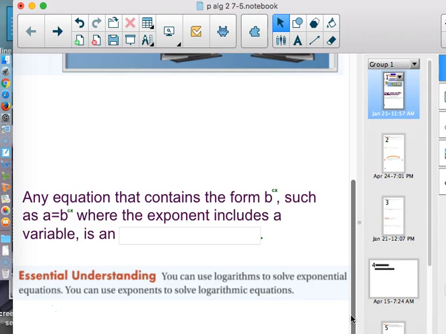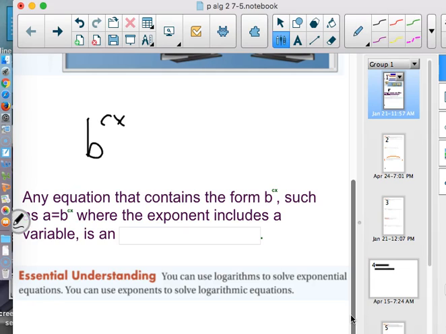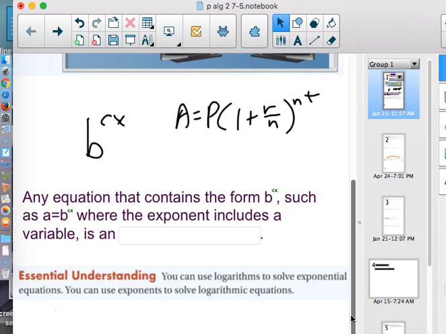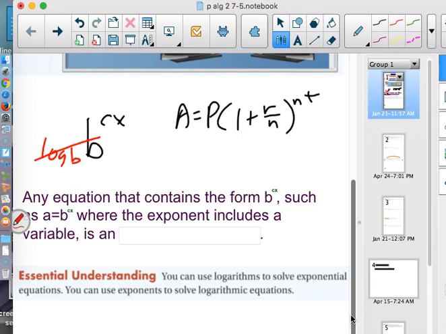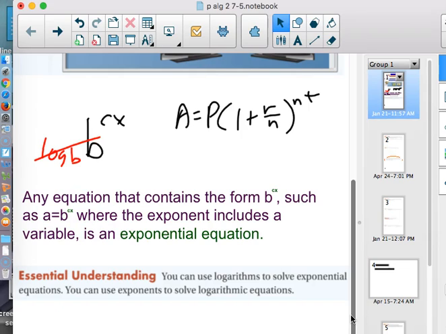Any equation that contains the form b to the cx. Now this is a little weird to us here, but it shouldn't be, because when we had interest formulas before, we had this one. So the form they're giving us is just to show us that we might have more than one thing as a power up there. But we can solve these now, because we know that if we take the logarithm base b of this, this is going to cancel out, and that will give us access to that x, which is what we're trying to solve for. We need to be able to get to that x. So any equation that contains that form b to the cx, such as a equals b to the cx, where the exponent includes a variable, base with an unknown power, that's called an exponential equation.